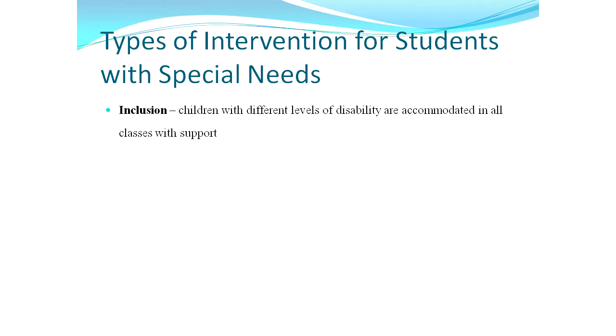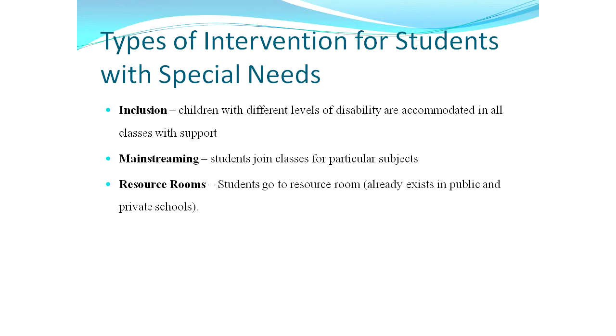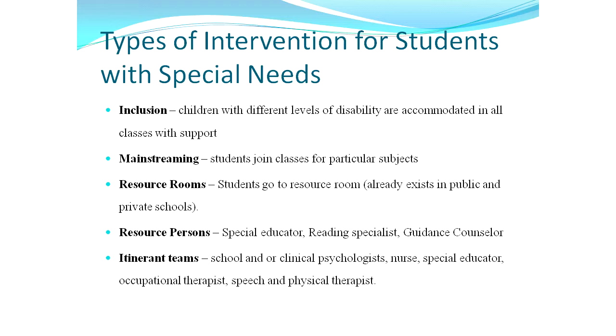Types of intervention for students with special needs are inclusion: children with different levels of disability are accommodated in all classes with support. Mainstreaming: students join class for particular subjects. Resource rooms: students go to a resource room. It already exists in public and private schools. Resource persons, special educators, reading specialists, and guidance counselors are provided for children with special needs. You have schools and clinics, psychologists, nurses, and special educators who also help with special needs children.